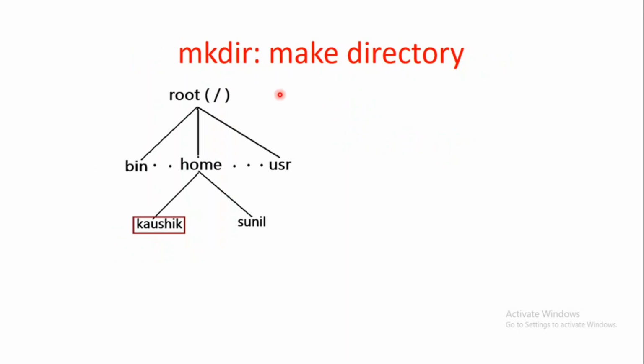Second one, mkdir, stands for make directory. It is used to create directories. Any argument that is passed to mkdir is considered to be a directory name that should be created. So this will create a directory called A under my current working directory.